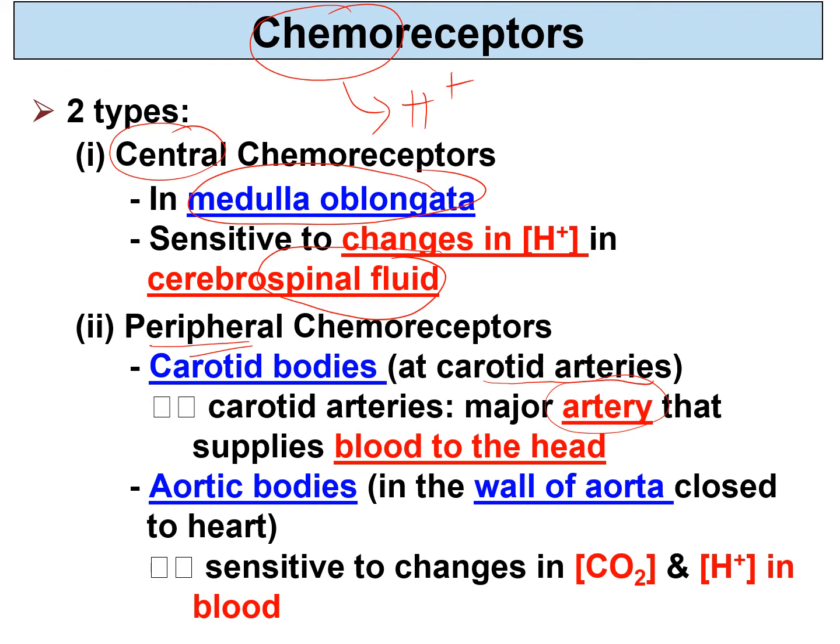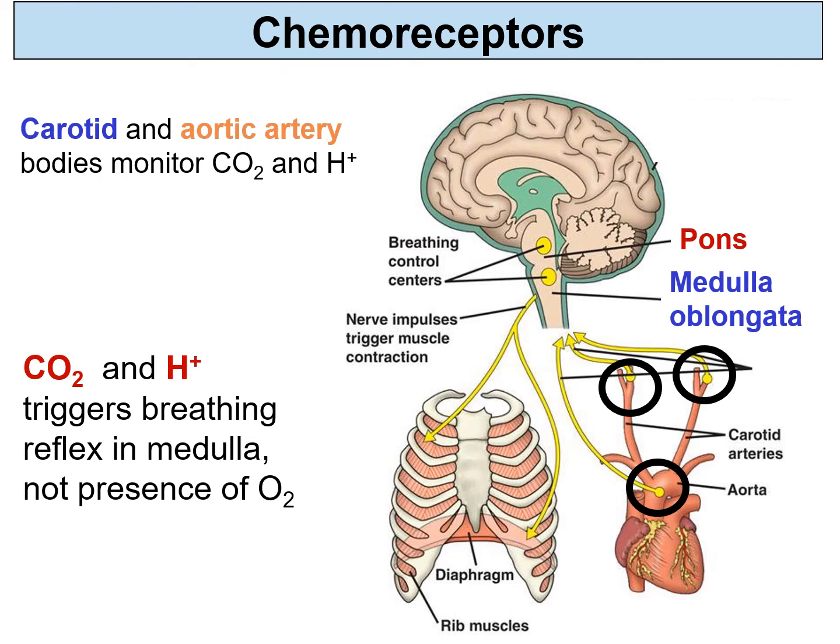Jadi tempat laluan-laluan yang wajib darah lalu ni, the peripheral chemoreceptors, carotid bodies and aortic bodies. It is sensitive to changes in carbon dioxide concentration and hydrogen ion in blood. So kalau central chemoreceptor dekat medulla oblongata tadi, dia detect changes of hydrogen ion in cerebrospinal fluid. Tapi bagi peripheral receptor, changes in hydrogen ion in blood.